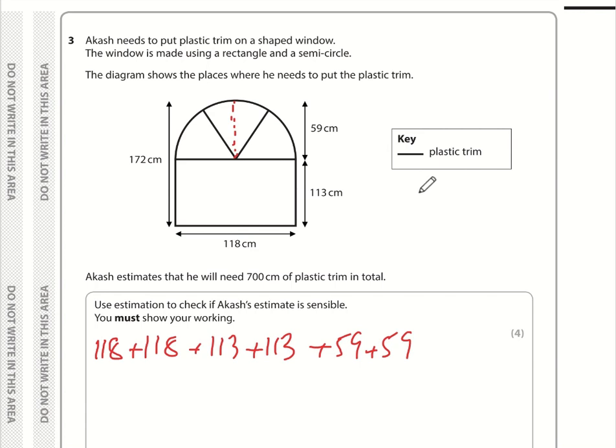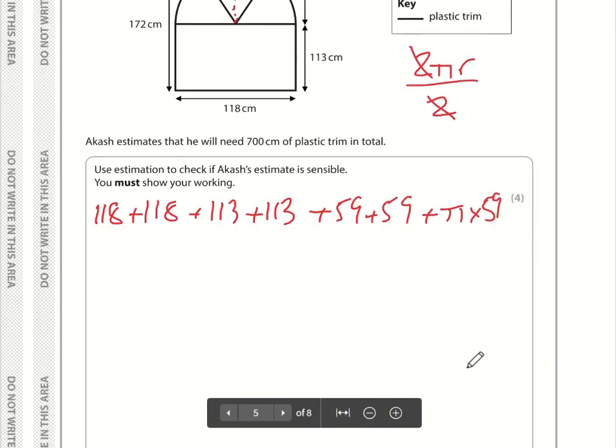Well, the circumference of a circle is 2 pi r, and we want half of 2 pi r, so that is just 1 pi r, so plus pi times the radius, which we know is 59. Okay, so let's just now do some sensible estimation.